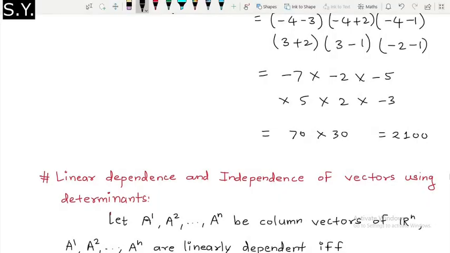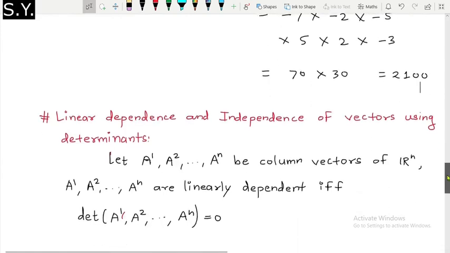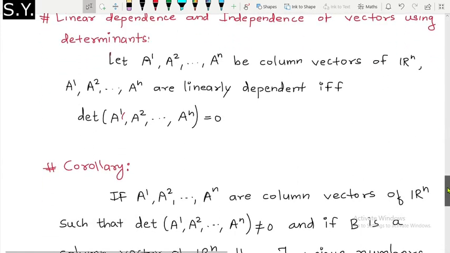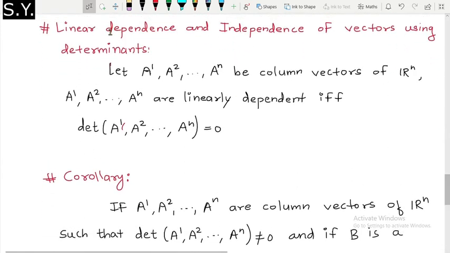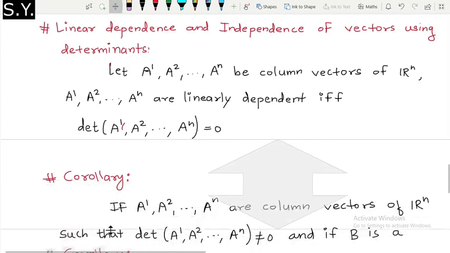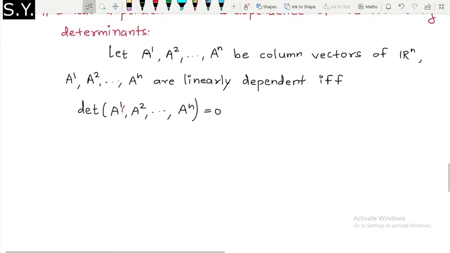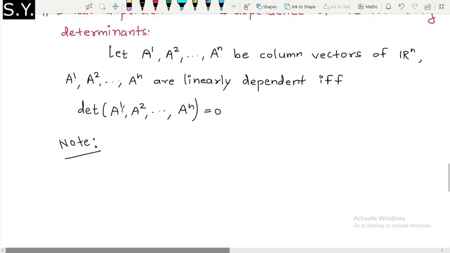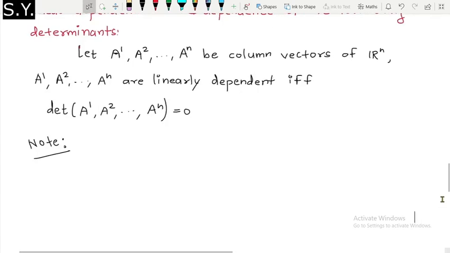Now we will go for the next theorem. The theorem is regarding linear dependence and independence of vectors using determinants. This theorem we are going to see without proof. I will explain what the meaning of this theorem is, and it is a very beautiful and interesting theorem. I think I have already told you this, but still we will go for it, because it is required in the next proof.